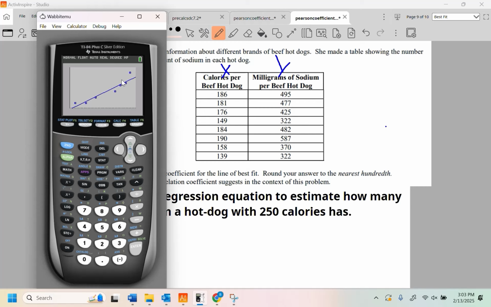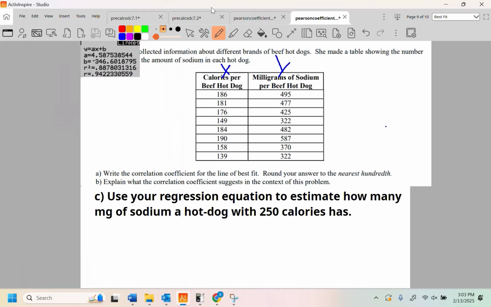It doesn't look like a bad line, but I do know there's something that fits it better because it's got a little bit of a parabolic curve to it. But anyways, let's go back to this question. They told me to do line of best fit, so I did line of best fit. And I got an R value that's pretty stinking high. It's 0.9422. So there's part A.